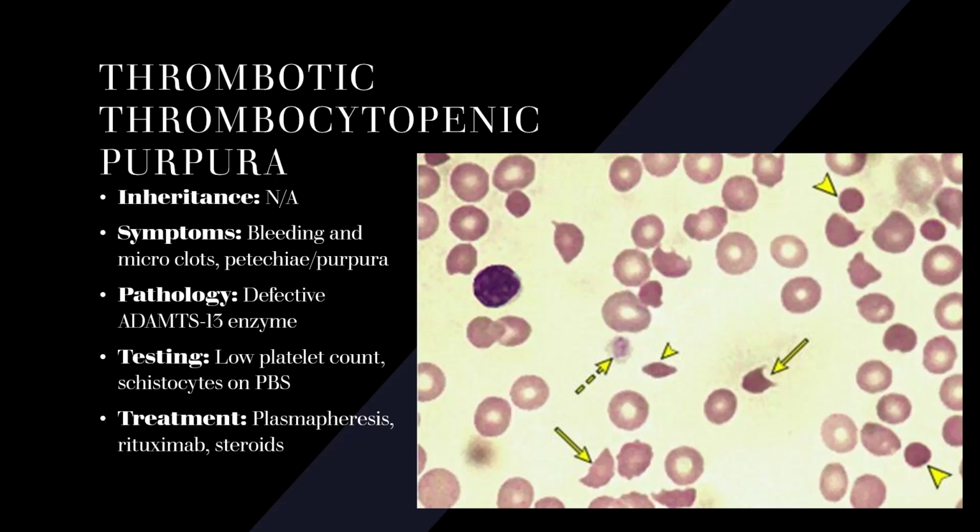So the symptoms here are bleeding, because you're thrombocytopenic, you have low platelets, so you bleed. You get these microclots, the thromboses, and petechiae and purpura. So each word in the name is basically what you need to know about this. How does it happen? You get a defective ADAMTS13 enzyme. So let's talk about that a little bit. That enzyme, let me jump back a little bit.